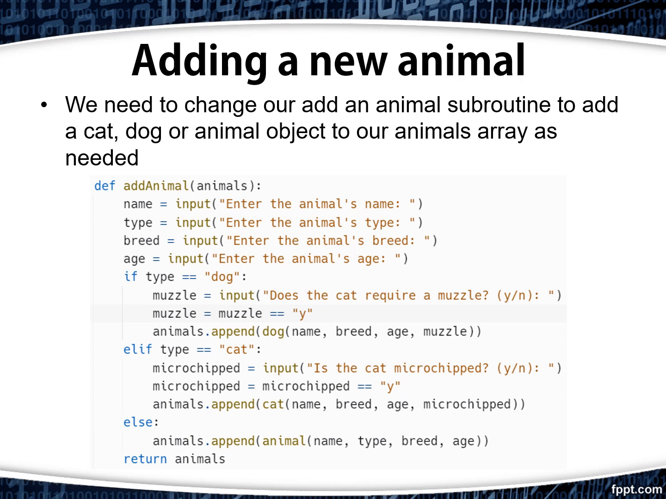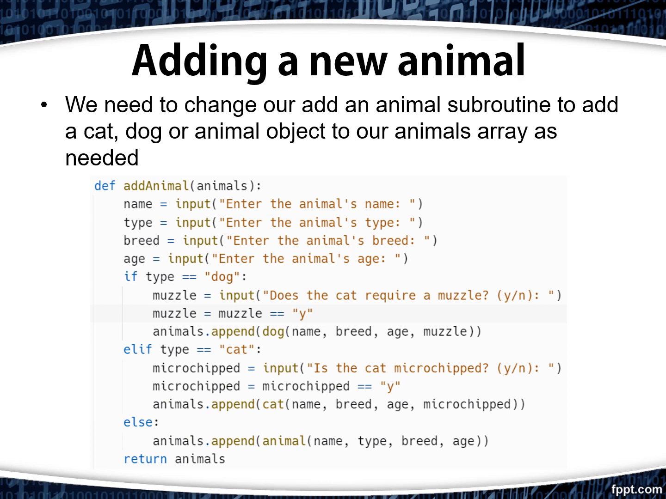This next line might confuse some people. Muzzle equals Y. What we're saying is, if muzzle is equal to Y, then that will return true, and so muzzle will be equal to true. If muzzle is not set as Y, then it will return false, and muzzle will be set as false. We then append a dog object into our array.